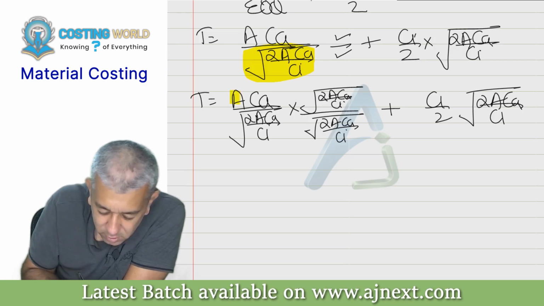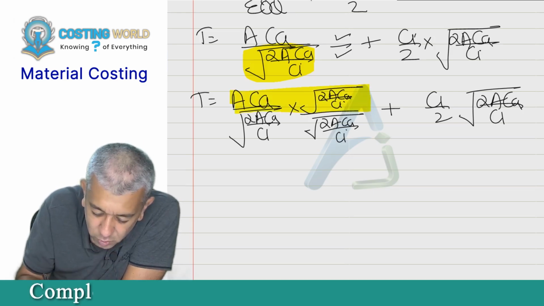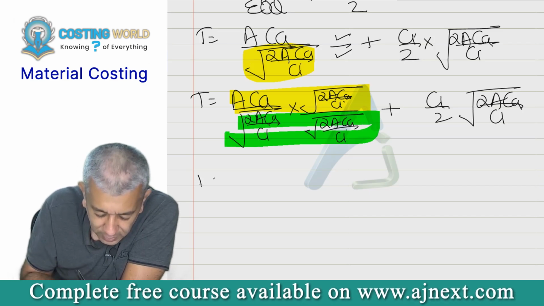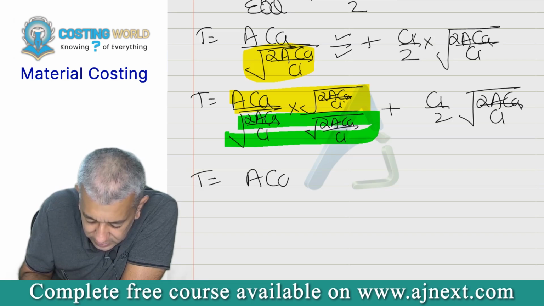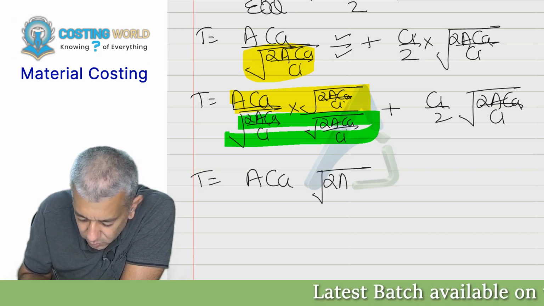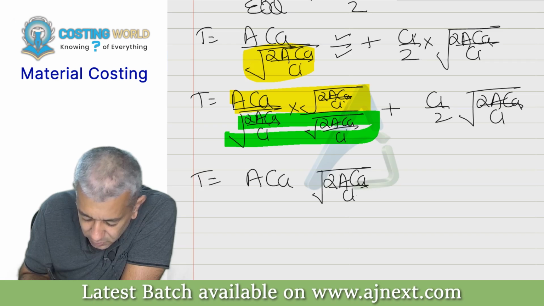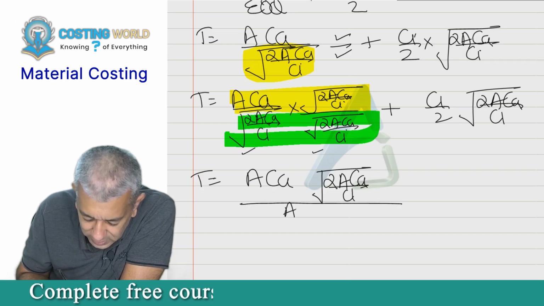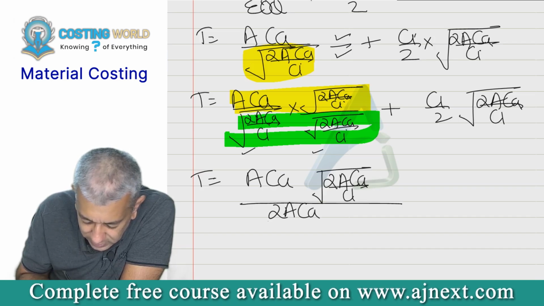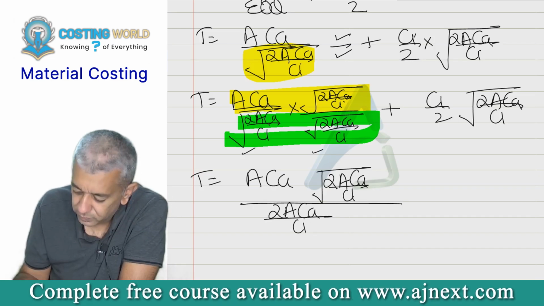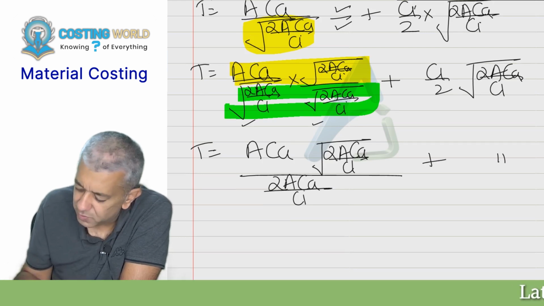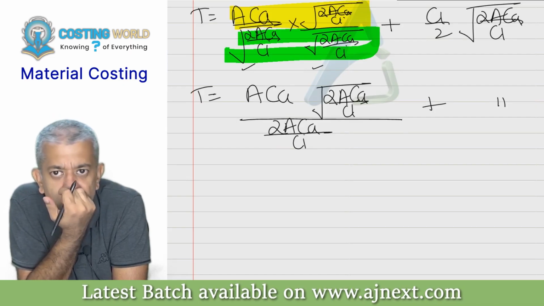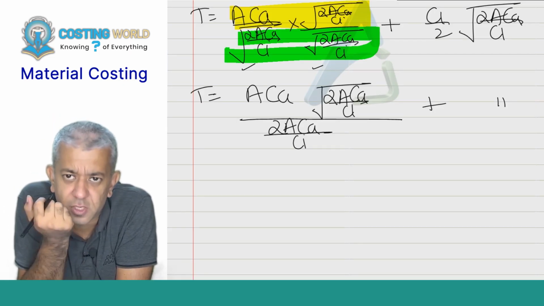Okay, thank you. So you multiply these two things. You multiply these two things. So therefore, T is equal to ACA square root of 2ACA upon CI, divided by, the square root will get cancelled. So what will be left? 2ACA upon CI, plus this term will remain same only.